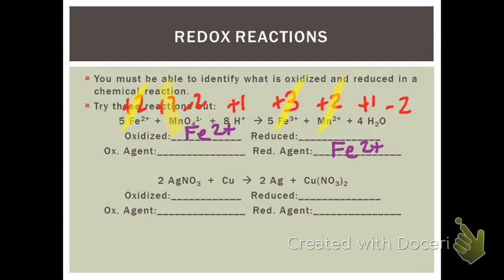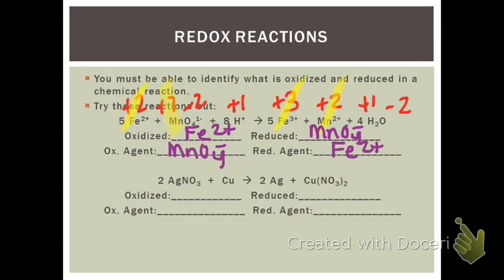Now, on the other hand, manganese went down. So manganese was reduced, but we would write it as MnO4 minus was reduced, unless it asks for the atom. If it asks for what atom was reduced, then we'll just say Mn. And then that makes it also the oxidizing agent.